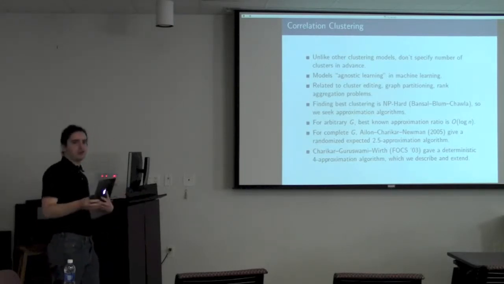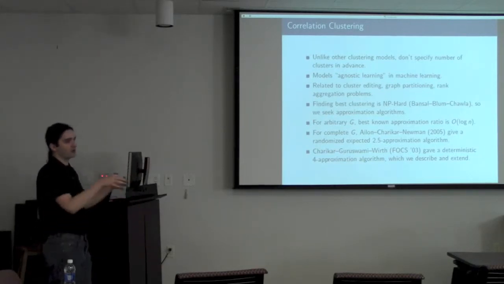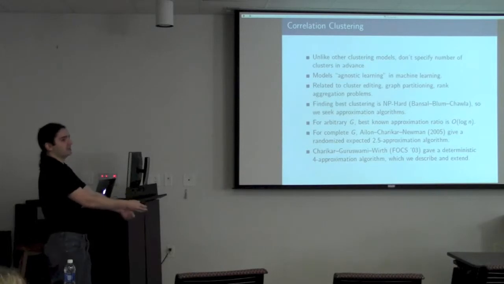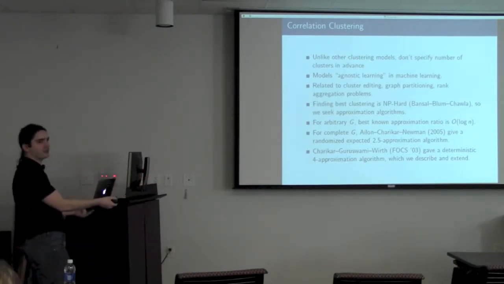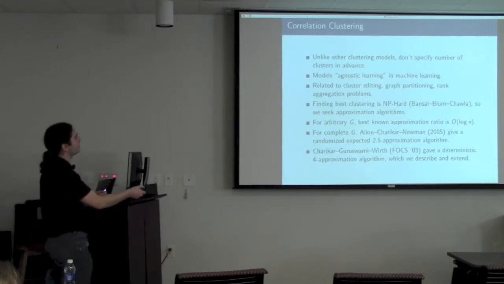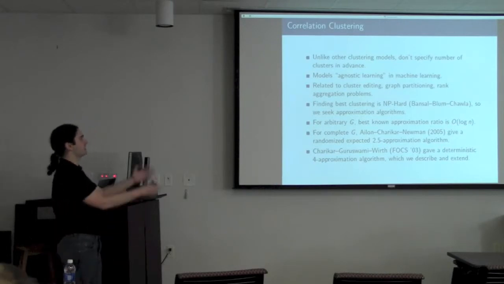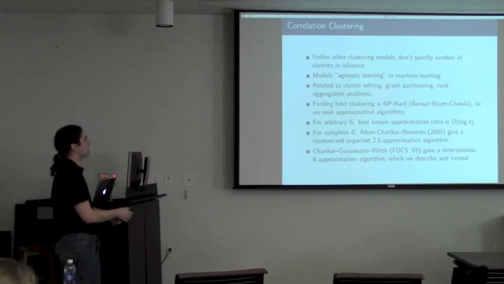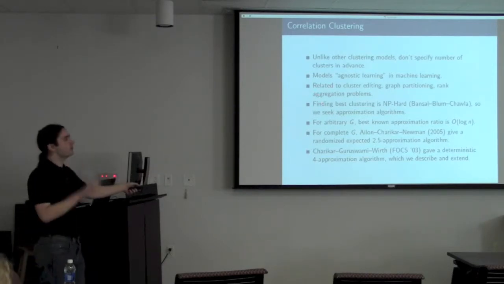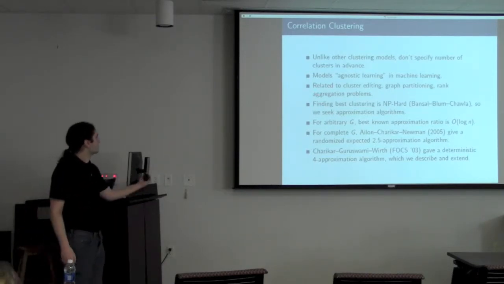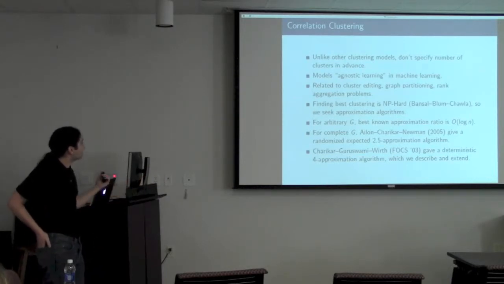And because of the way that all mistakes count against you, it's not like making one big group, or giving everyone their own group, is obviously the best solution. And because you're not making any assumptions about the structure of the underlying data, this is sometimes used to model agnostic learning in machine learning. You're just coming at this data without assumptions. What's the best way to explain it? There are a couple of other problems that this is related to in one sense or another, such as cluster editing, graph partitioning, and rank aggregation.